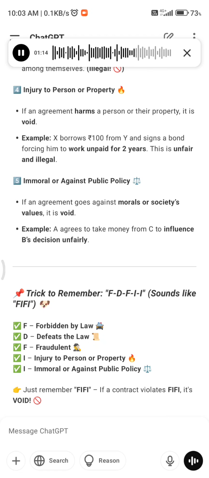5, immoral or against public policy. If an agreement goes against morals or society's values, it is void. Example, A agrees to take money from C to influence B's decision unfairly.